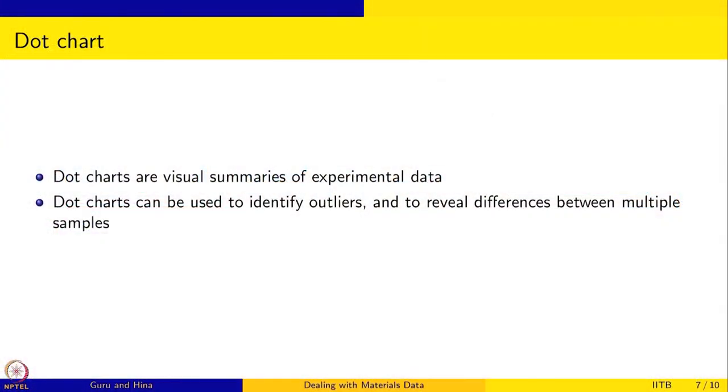Dot chart is another way of presenting results. Again, it is going to give the complete information, but they are nice visual summaries of experimental data, and they can be used to identify outliers. And if you have more than one data set, they will also reveal the differences between the different data sets. We are going to see examples of both as we go along in the course.